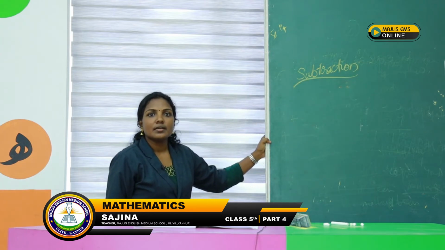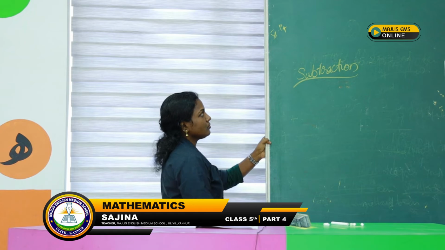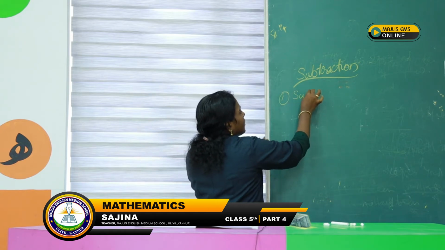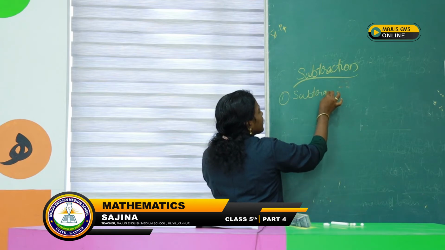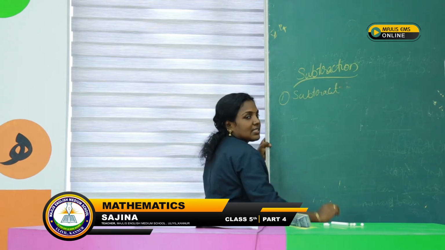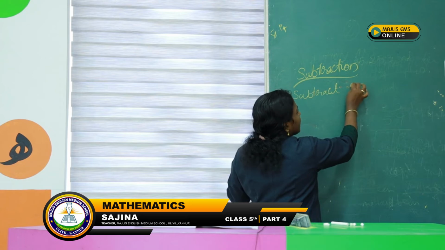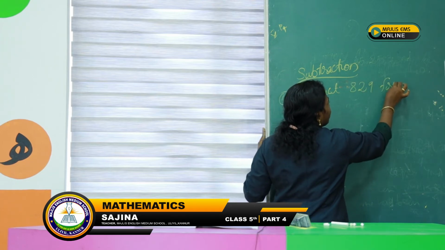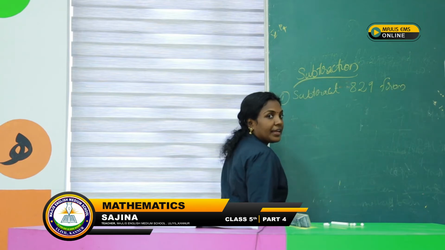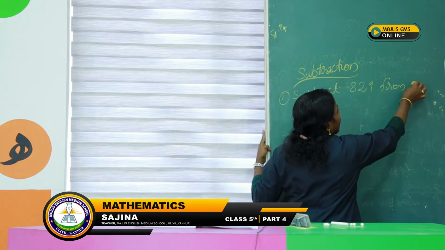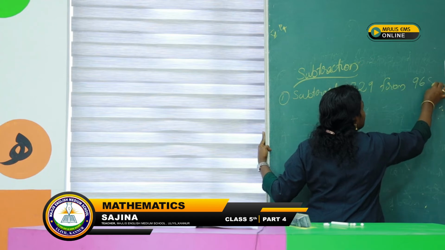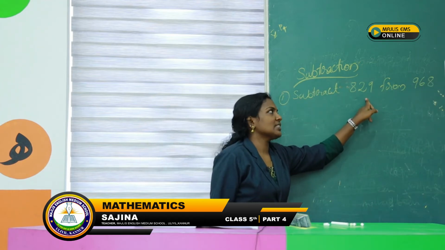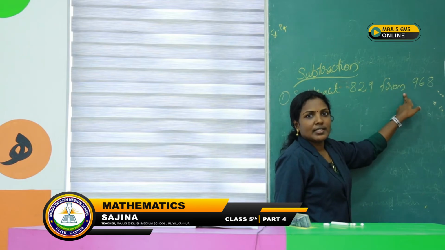Next is subtraction. First question, subtract 829 from 968. Okay, here this is a small number, a 3-digit number, and this is also a 3-digit number.